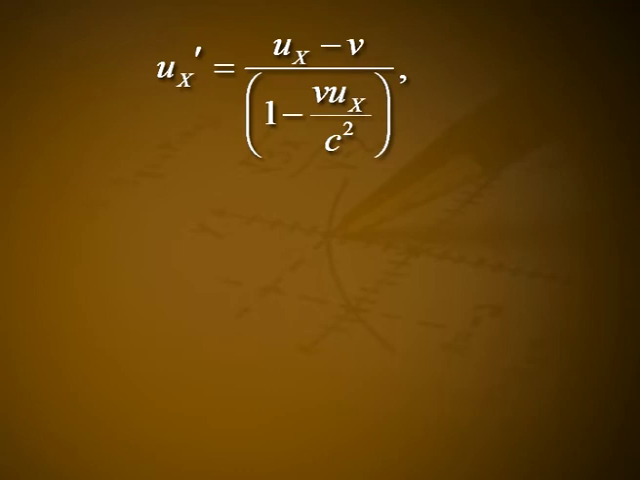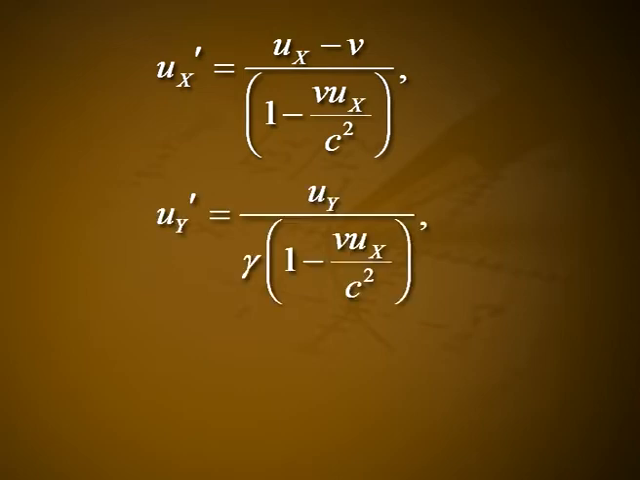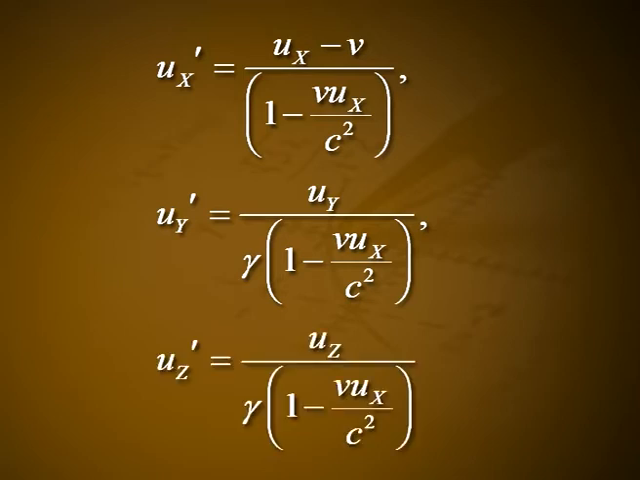Using Lorentz transformation equations, we can show that ux dash is equal to ux minus v all divided by 1 minus v into ux divided by c square. uy dash is equal to uy divided by gamma into 1 minus v into ux by c square. uz dash is equal to uz divided by gamma into 1 minus v ux by c square.